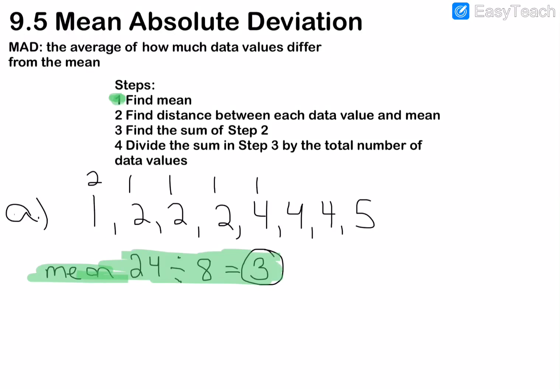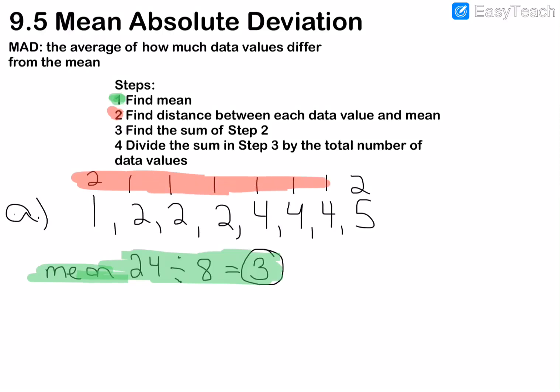And then the difference between 3 and 4 is 1. And 3 and 5 is 2. Alright, so basically we're just taking that mean and each data value and determining what the difference is between those two numbers. So I'm going to highlight this one red. Okay, I found the difference.